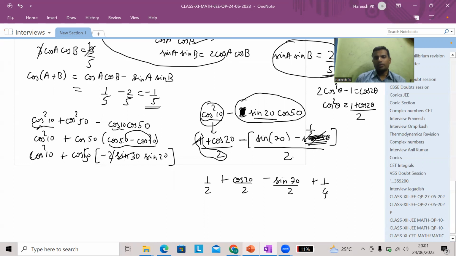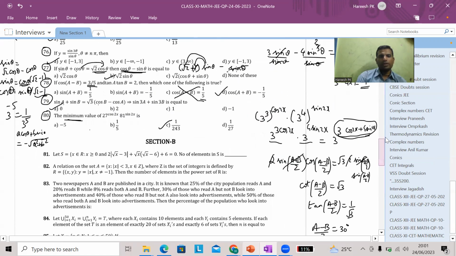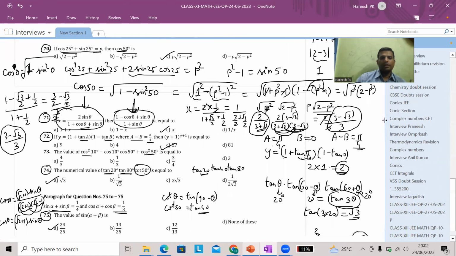Now this is cos 20. Cos 20 is same as sine 70. These two terms will get cancelled. So half plus 1 by 4. So the answer is 3 by 4. So the answer to this question is what? 3 by 4.